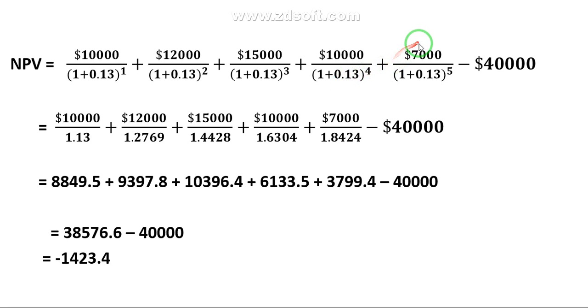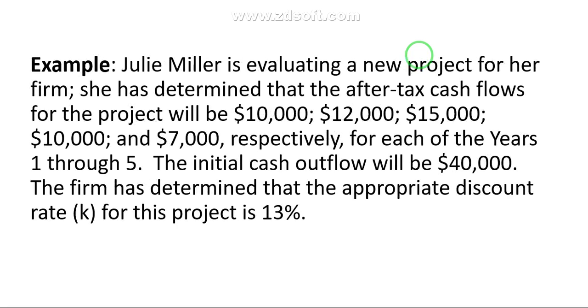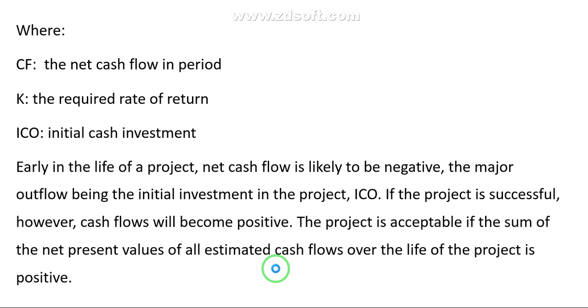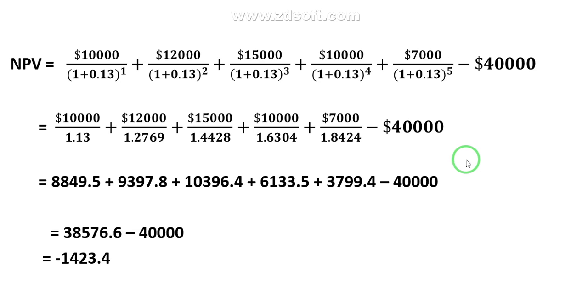Plus for year five, minus 7000 is the net cash flow divided by 1 plus 0.13 into the power of 5, minus, look at the formula here, minus the initial cost of the project, which is $40,000. This is based on the formula. So we are now going for the simplification of the values.